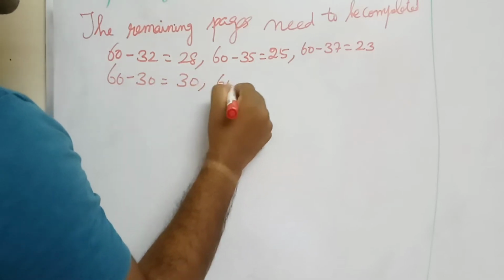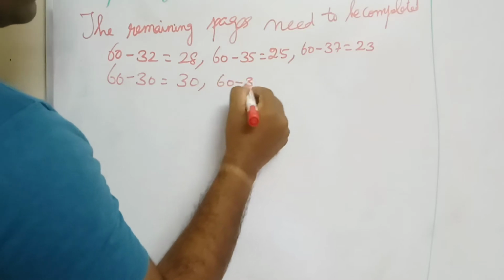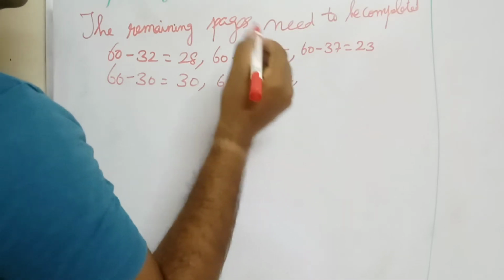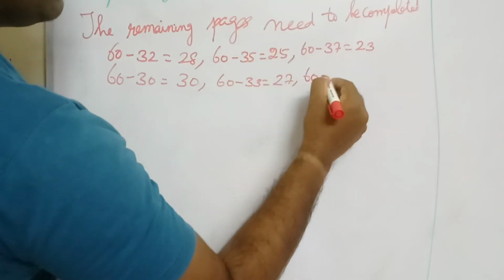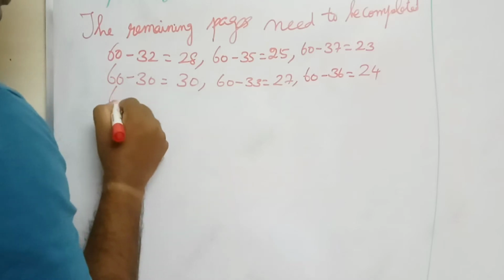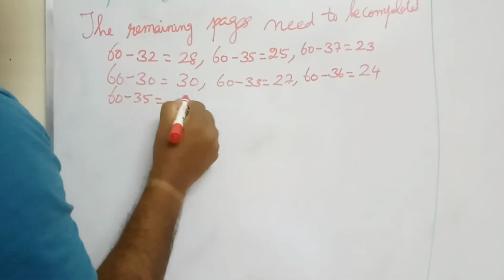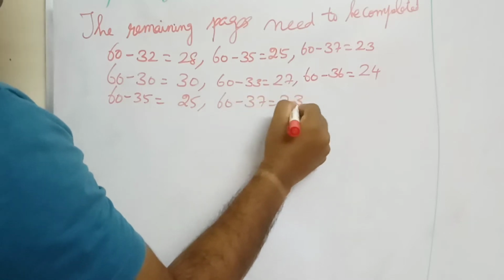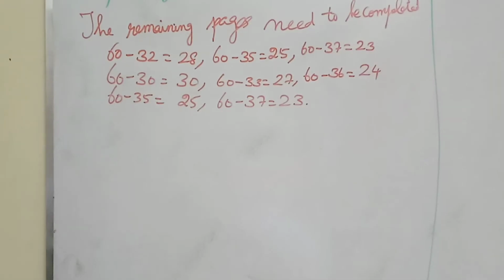30. 60 minus 33. How much? 27. 60 minus 33 is 27. 60 minus 36. How much? 24. 60 minus 35. 25. 60 minus 37. 23. So now we have found out the answer of the remaining pages.